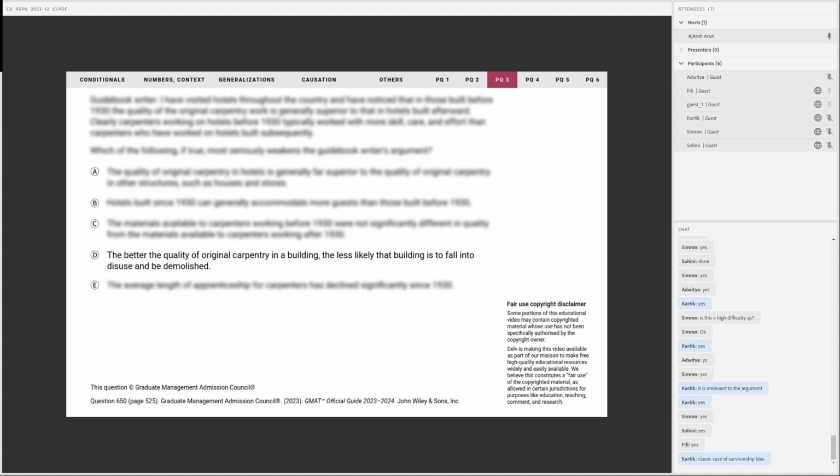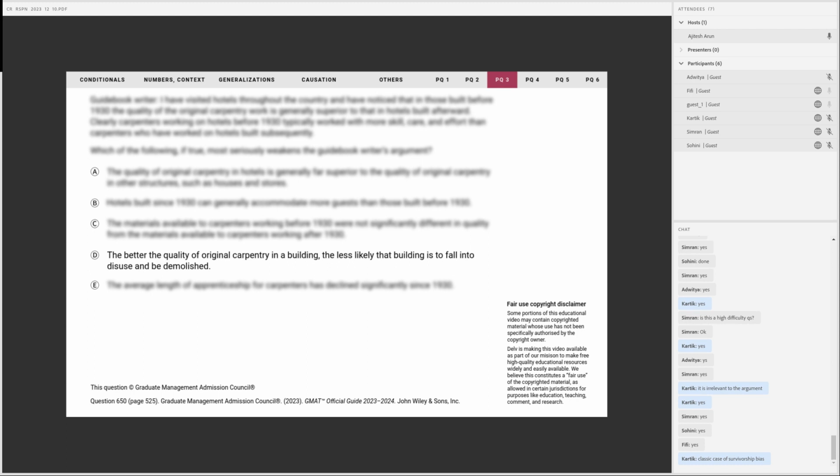So option D tells us the better the quality of original carpentry, the less likely that building is to fall into disuse and be demolished. So it's the same as saying the better the quality of original carpentry, the more likely that building is to survive. So what happens if you look at your pre 1930 hotels? The only ones that have survived till now are the ones with good carpentry.